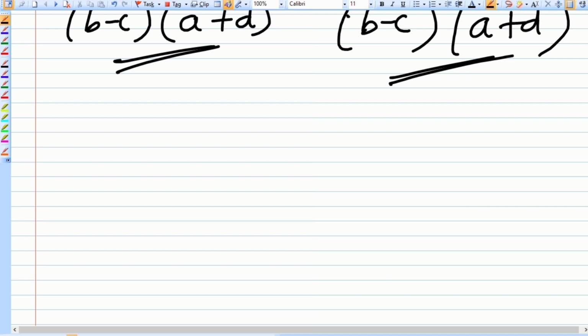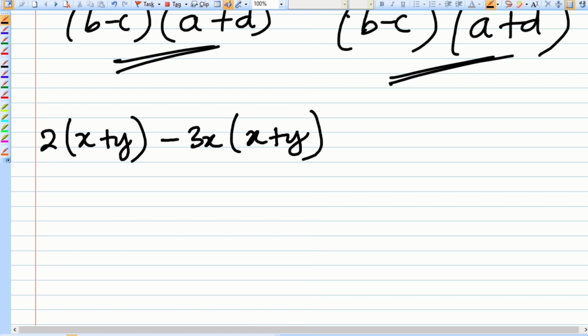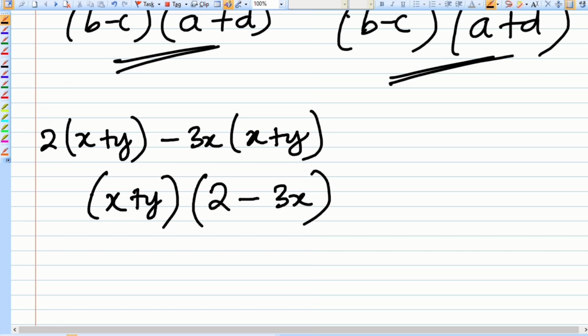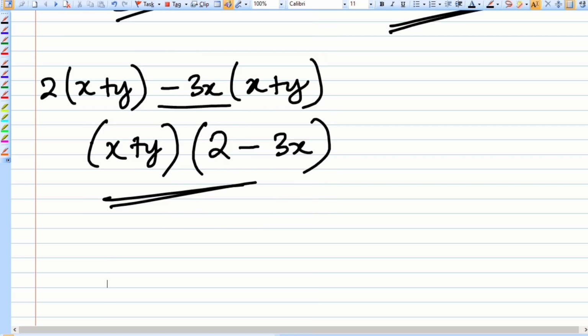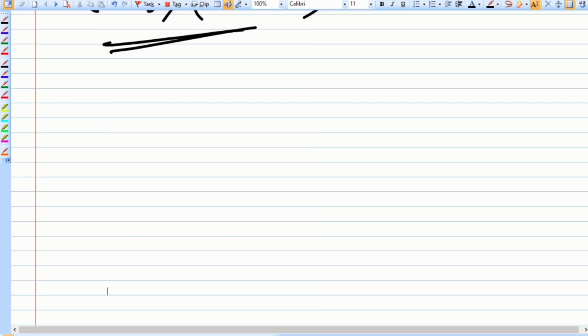Say we have 2 bracket x plus y, minus 3x bracket x plus y. Again, you see the common factor here is x plus y. So our final answer is going to be x plus y, open another bracket, 2 minus 3x. This minus 3x. So that would be our answer. So factorization is easy and straightforward. All right. Let's solve the last one for today.